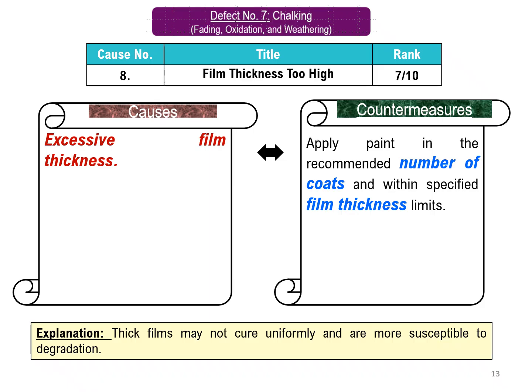The eighth important cause towards chalking or weathering is excessive film thickness. Thick films may not cure uniformly and are more susceptible to degradation. The recommended countermeasure for it is to apply paint in the recommended number of coats and within specified film thickness limits.